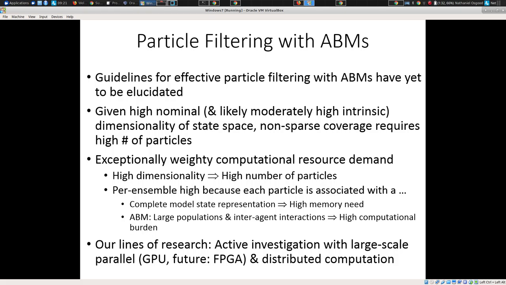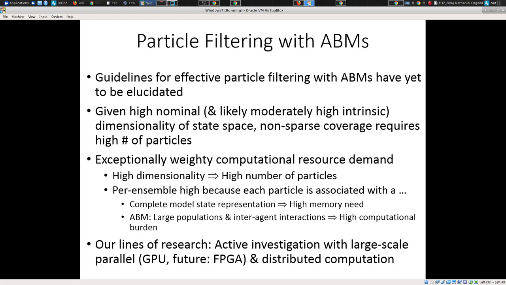One thing that's true with ABMs is, let's take that simple model that we saw with measles. You have SEIR, maybe you have a reporting rate, and you have a contact rate associated with elements of that state. Six state variables. Each particle has six state variables, right? When each particle has six state variables, it's a comparatively low-dimensional state space. Nominally, it's six dimensions; the intrinsic dimensionality is somewhat lower. But in any case, it's a fairly modest dimension.